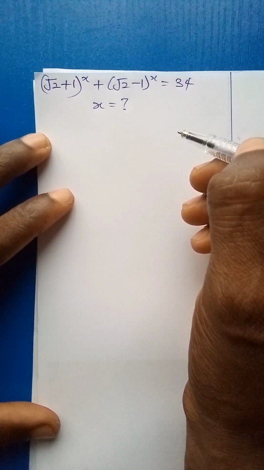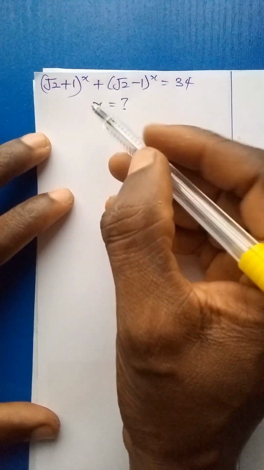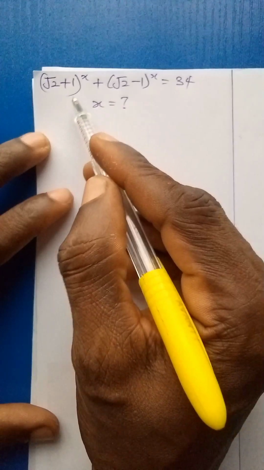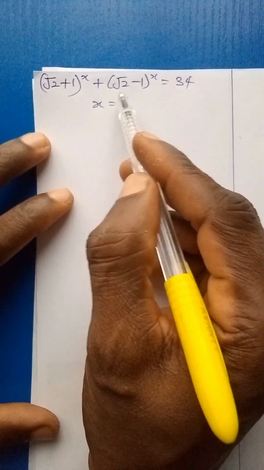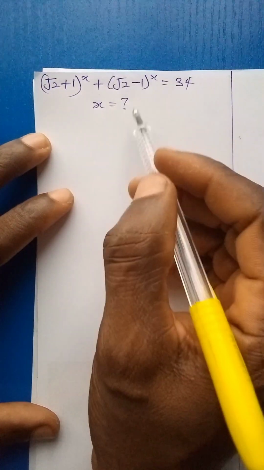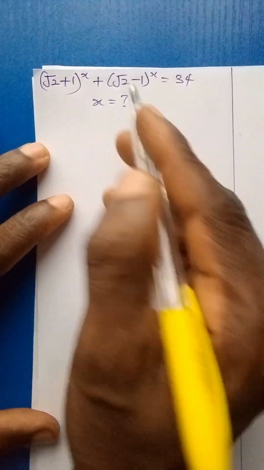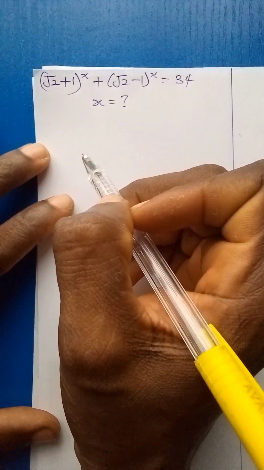In this video, we are given a very nice Olympiad challenge to solve. We are given (√2 + 1)^x + (√2 − 1)^x = 34. We need to find the value of x. What are we going to do to solve this problem?